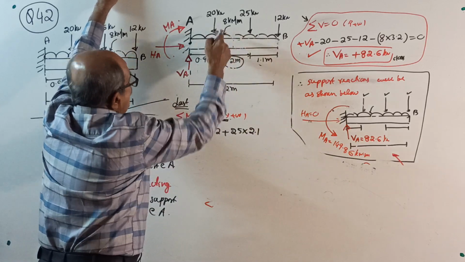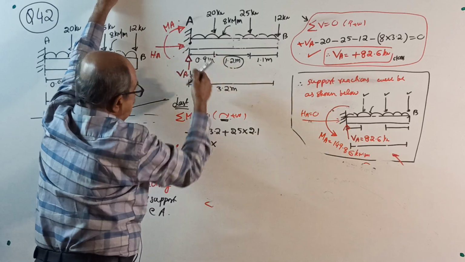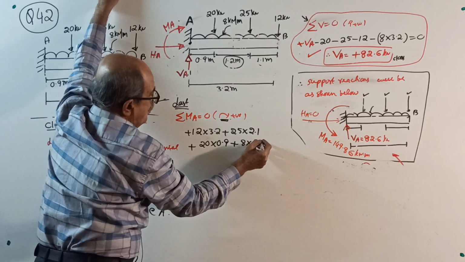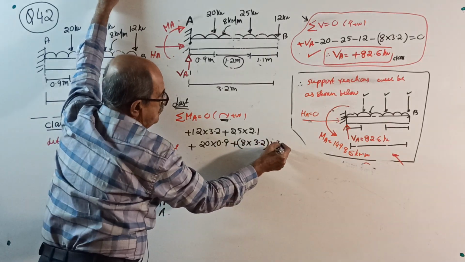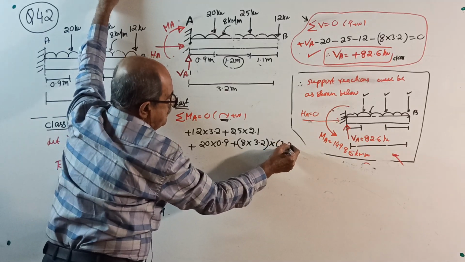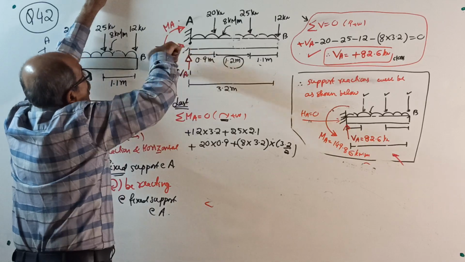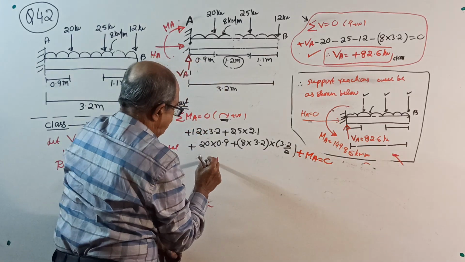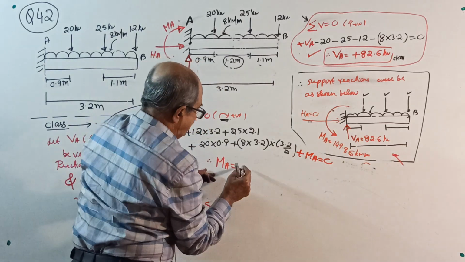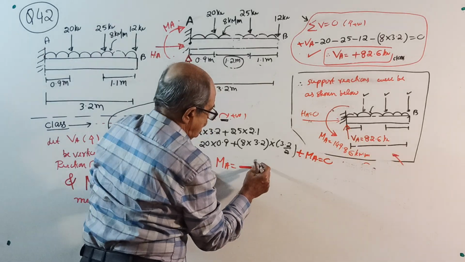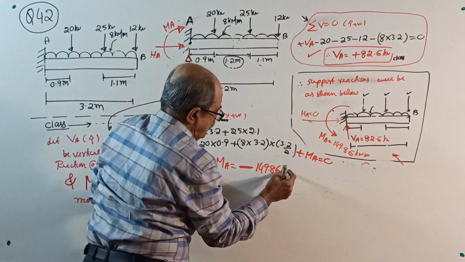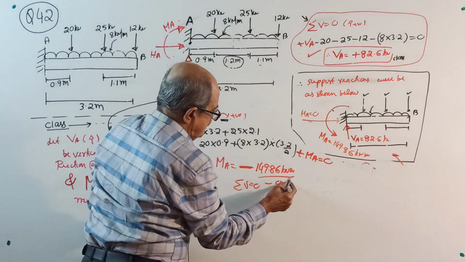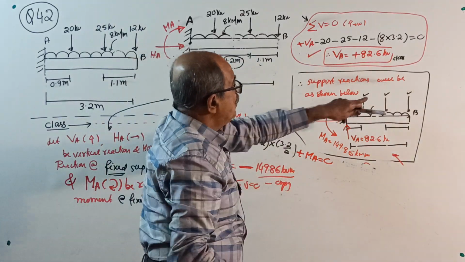Then plus 20 into 0.9, plus UDL 8 kN per meter for 3.2 into 3.2 by 2 all over. Then clockwise you have taken, plus MA equal to 0. Solve it here. Therefore, your MA will come minus 149.86 kilonewton meter. Then make sigma V equal to 0, already copy it from there. Then write the support reactions as shown below.